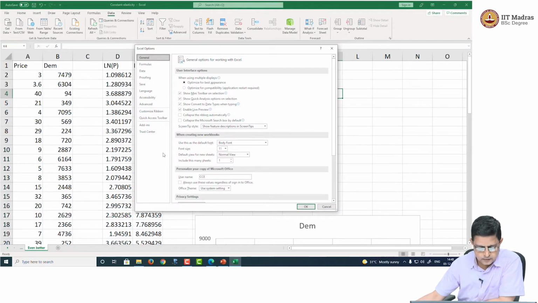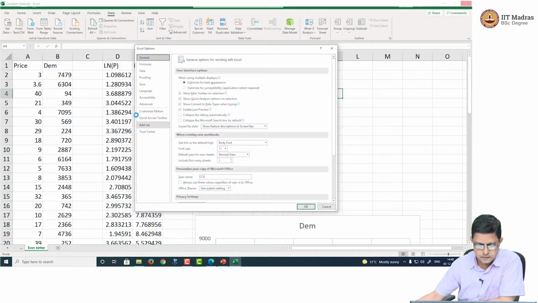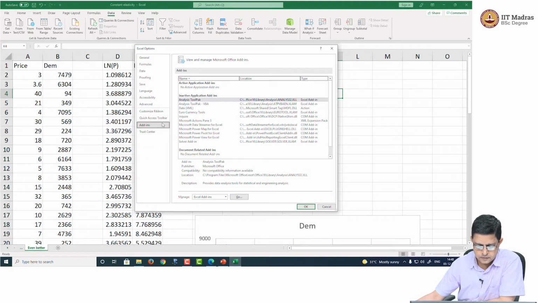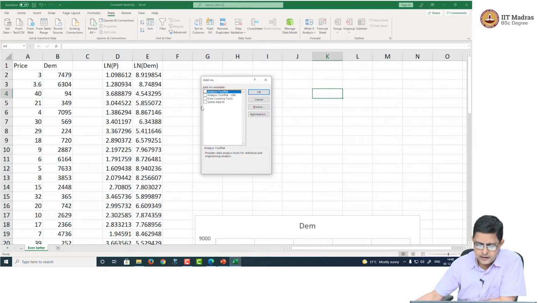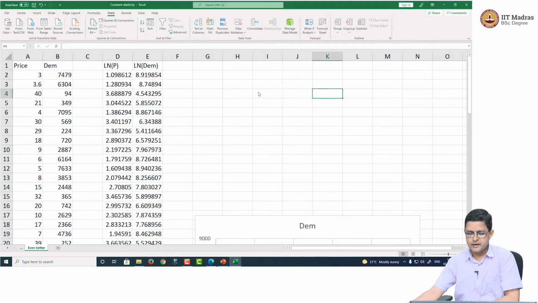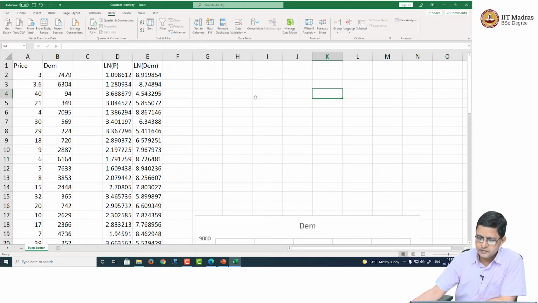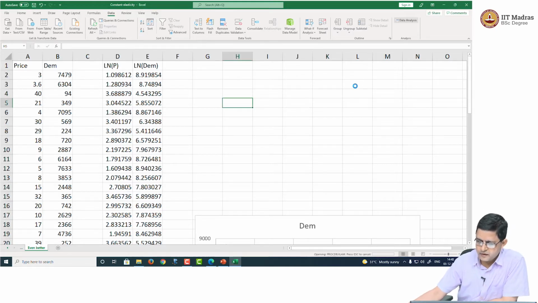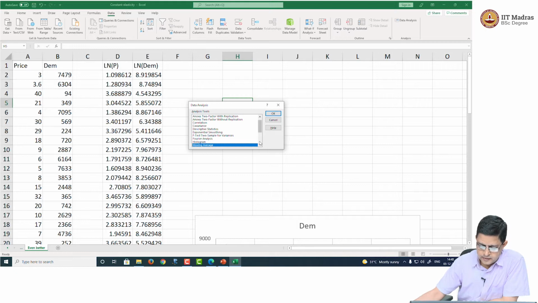solver add-in. I'll go to add-in. So analysis tool pack, I will say go, and I will ask Excel to add the analysis tool pack on my Excel. I don't need to add solver add-in. Then I will go to data analysis tool pack in Excel. I will go to the option for regression.